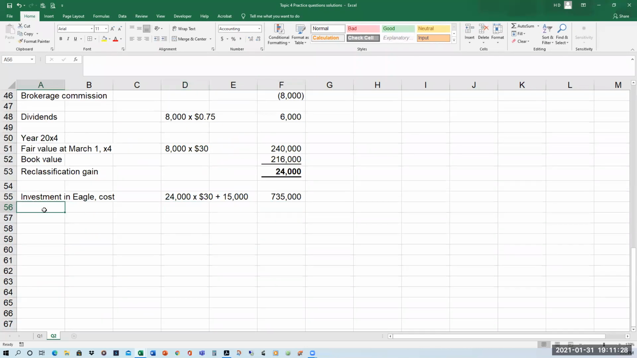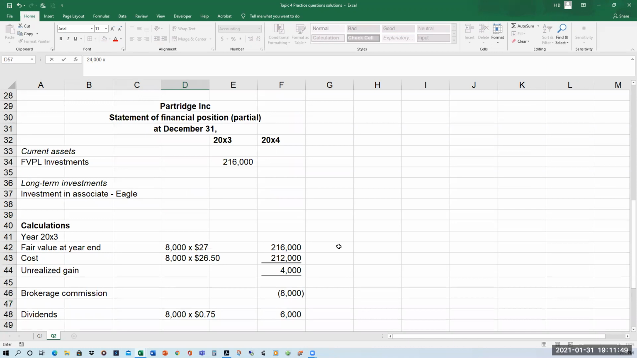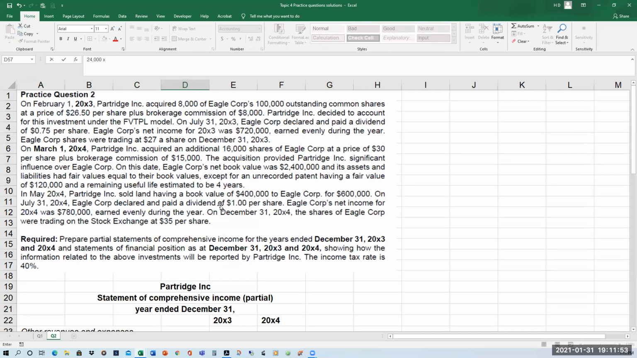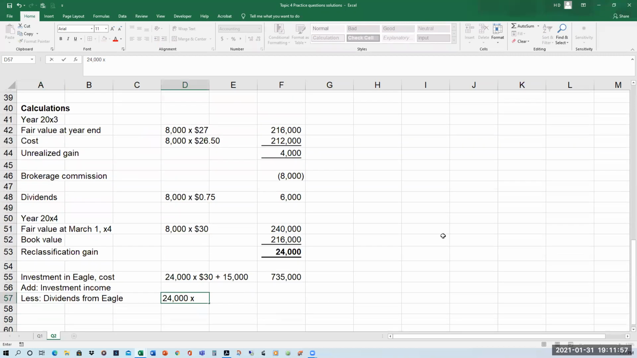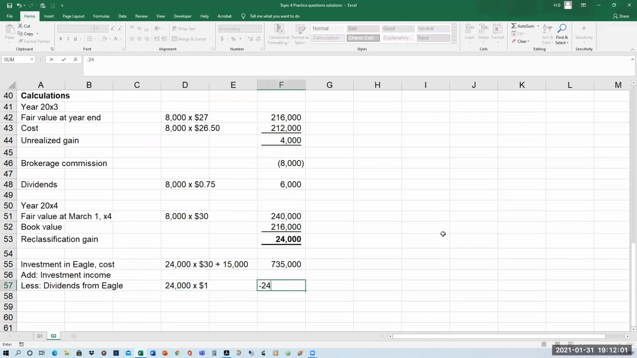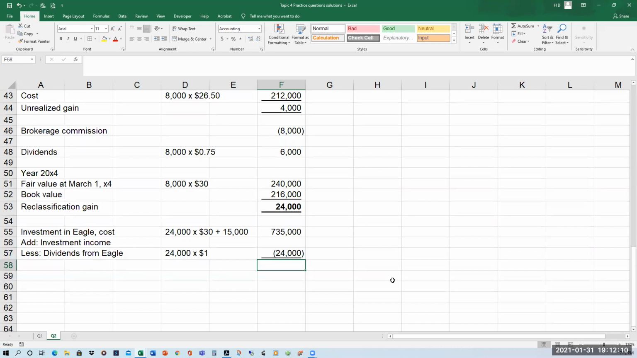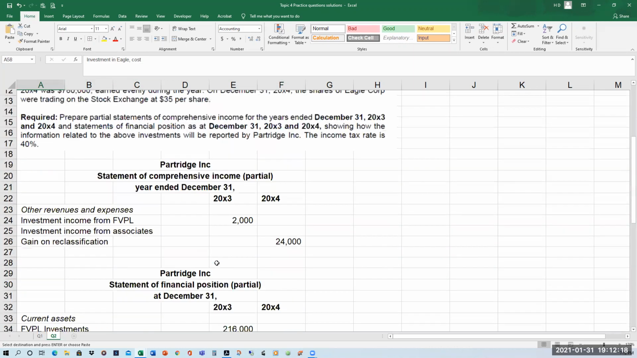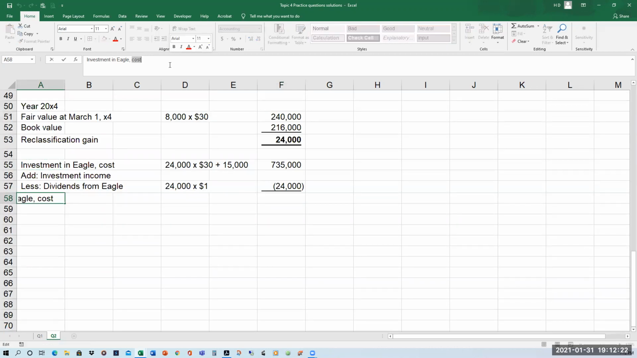To this, we will be adding investment income, which we haven't yet calculated, and then subtracting the dividends. So the dividends from Eagle will be on 24,000 shares. During 2004, Eagle paid a dividend of $1 per share. So $1 each, 24,000. Remember, dividends under the equity method reduce the investment account. They're not part of income. Once we figured out the investment income number, we would know what the investment in Eagle should be reported at for 2004. So investment in Eagle, what it should be on December 31st, 2004. We just don't know the amount yet.